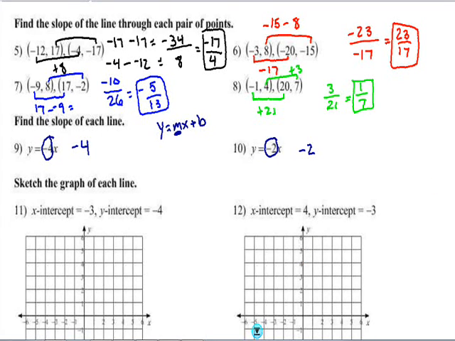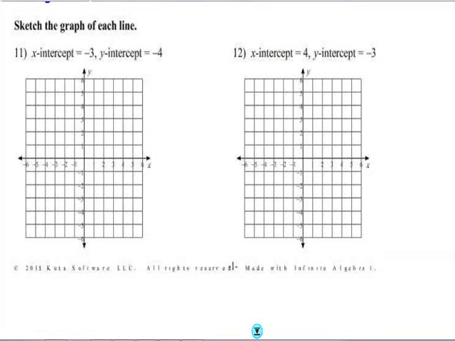All right. Then we're going to sketch the graph of each line. Now, on the quiz, remember we talked about this. A lot of you guys did this. You said this is y equals -3x minus 4, and then you graphed it from there. But this is not the slope. It doesn't say the slope is -3. It says the x-intercept is -3. So this is not right. You can't do that. Okay?